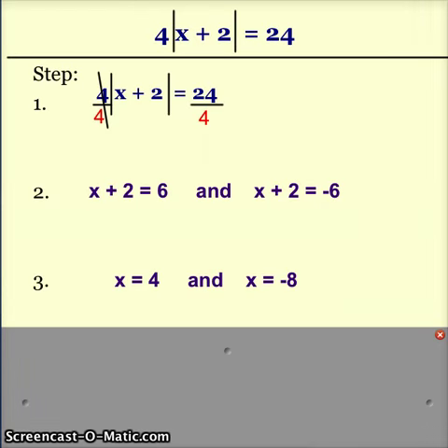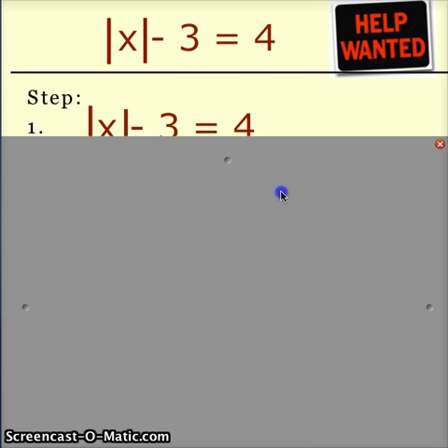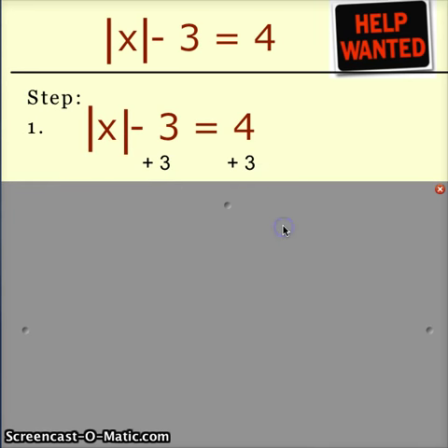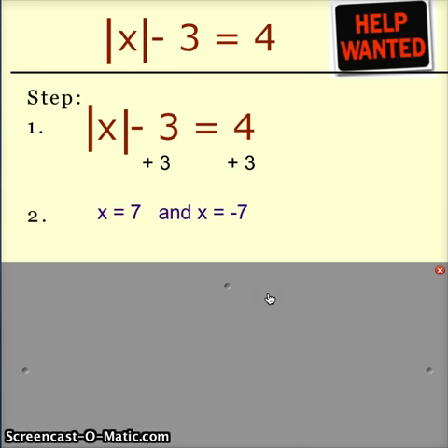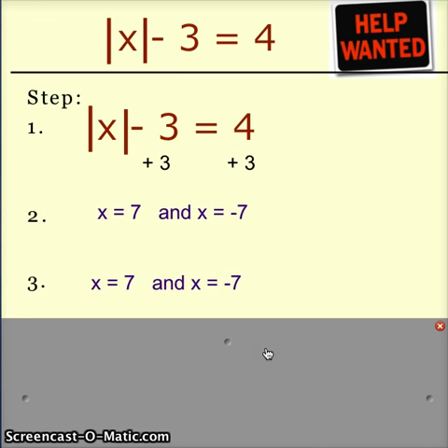Number 2. The absolute value of x minus 3 equals 4. We need to get the absolute value by itself, so let's add 3 to both sides. So now I get the absolute value of x equals 7. Since the absolute value equals a positive number, I can now break this up into two separate equations again in step 2. x equals 7 and x equals negative 7. Luckily, there's nothing to solve here, so my solutions are just 7 and negative 7.